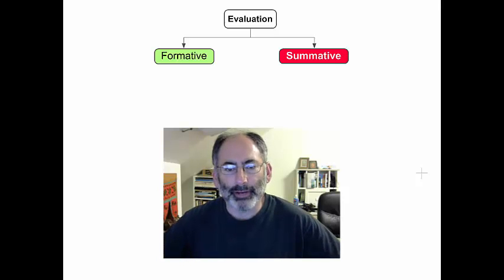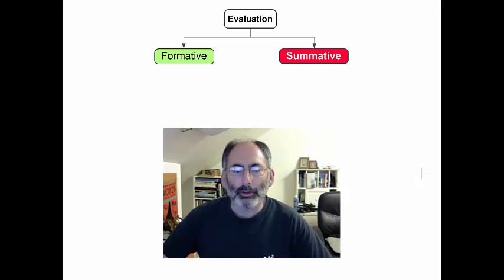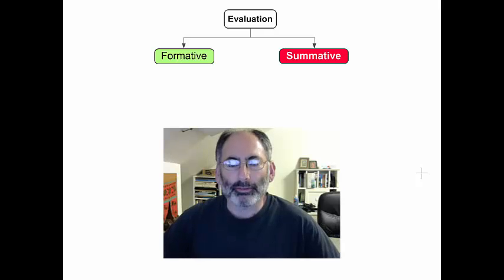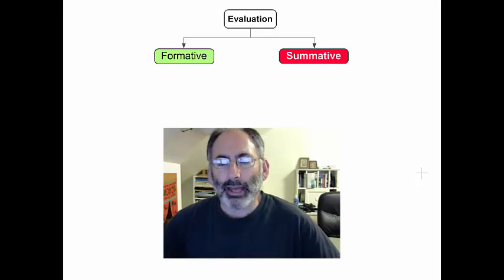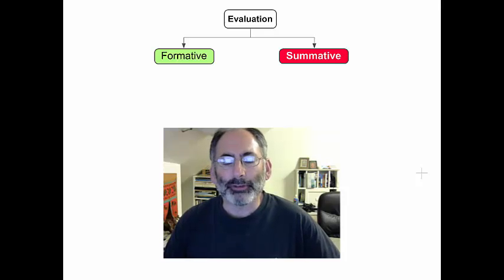Like to talk about evaluation for a moment. There's two types, formative and summative. Summative happens at the end when work stops, that's why I have it in red, and formative happens in the middle when work can be changed, and that's why that's in green.